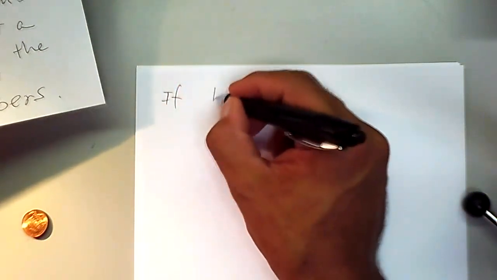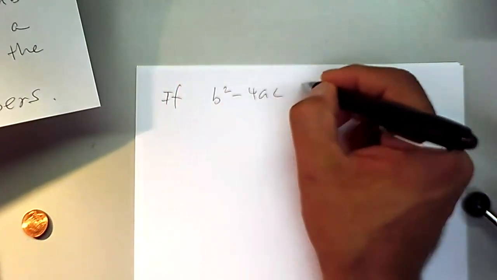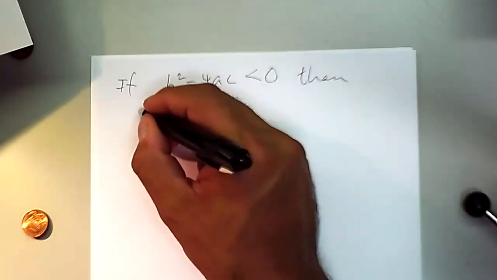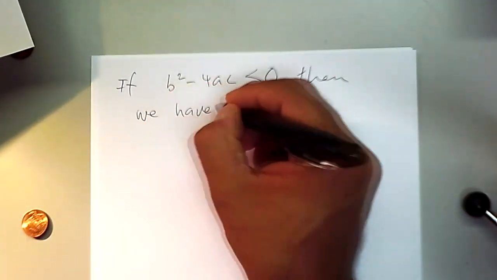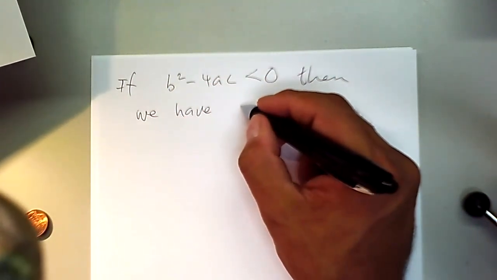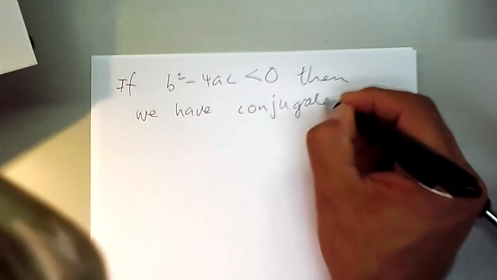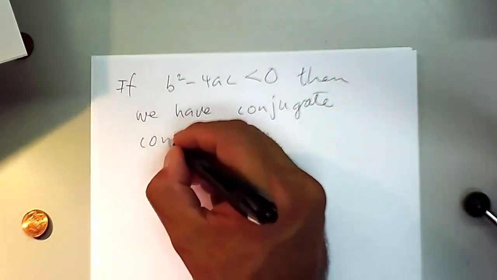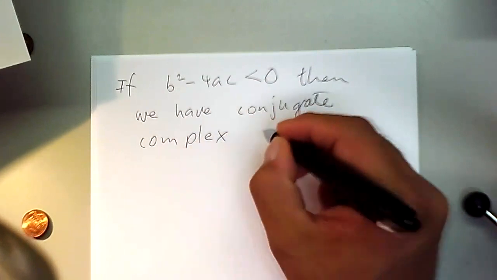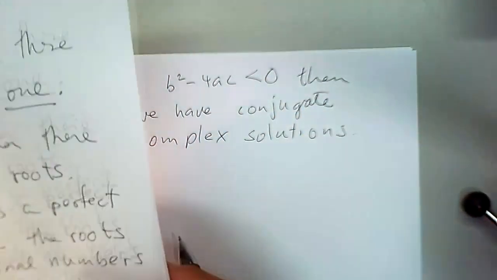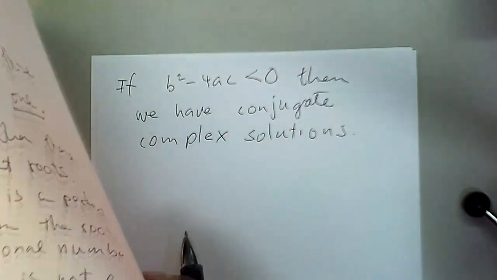If b squared minus 4ac is less than 0, then we have conjugate complex solutions.